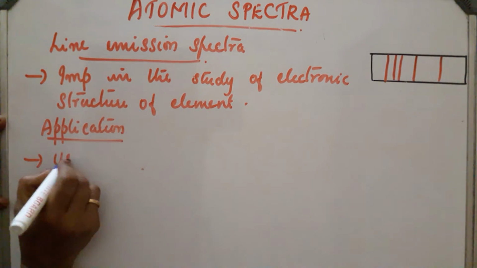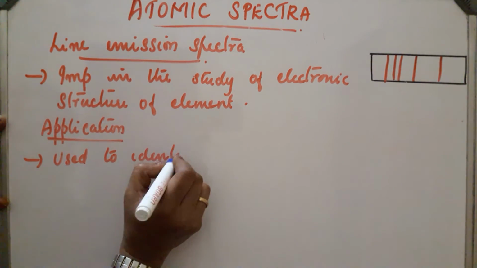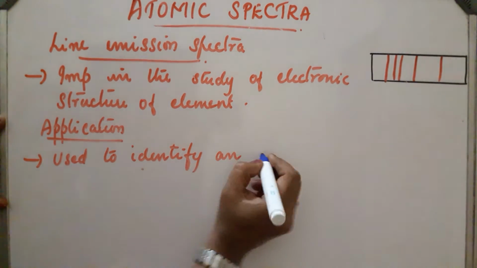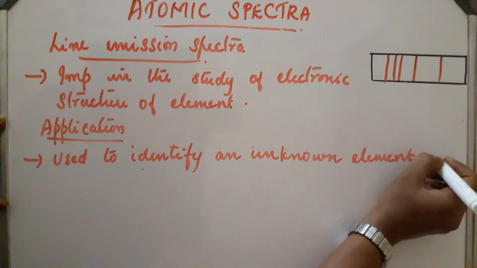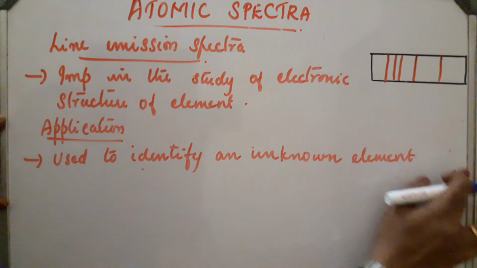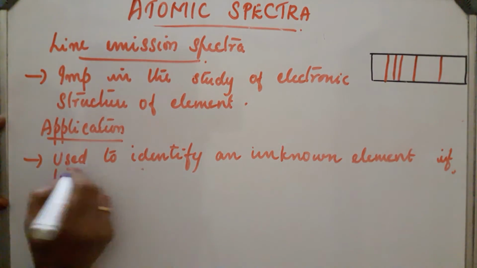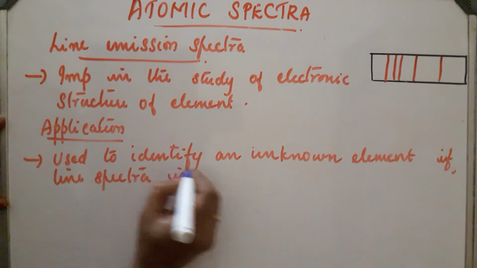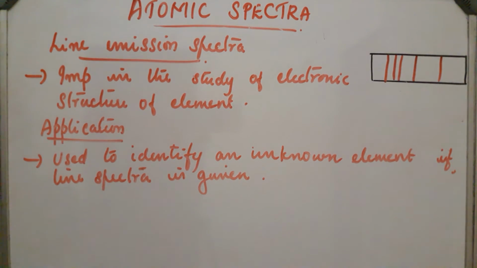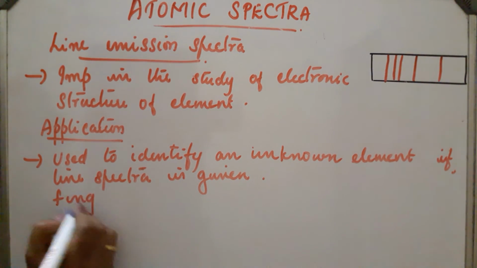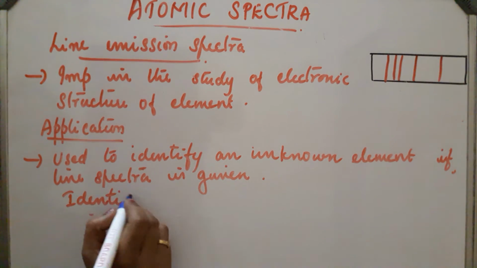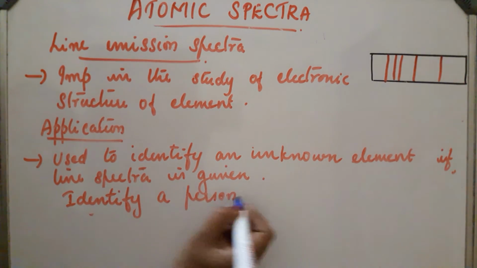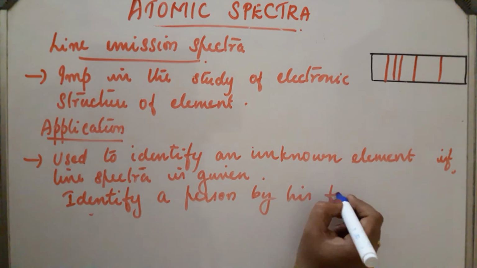It is used to identify an unknown element using line spectra. Line spectra of an unknown element is similar to the fingerprints of a person. We identify a person by his fingerprint.